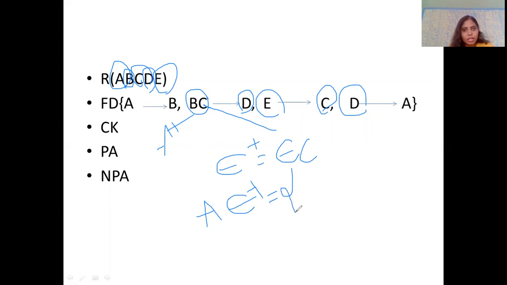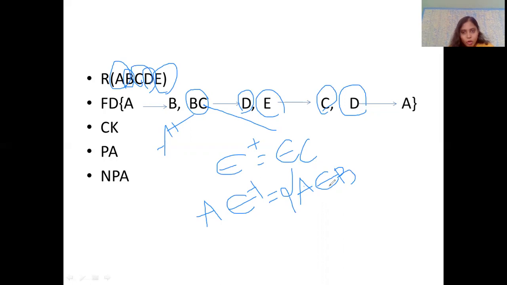Now I'll check with AE closure. Since it is reflexive, AE closure can find AE. Reflexive rule, AE can determine AE. Now I'll go to the FDs and check from A, can I get any other attribute? From A, I am getting B here. So I'll write B in my list. After A, I have C.